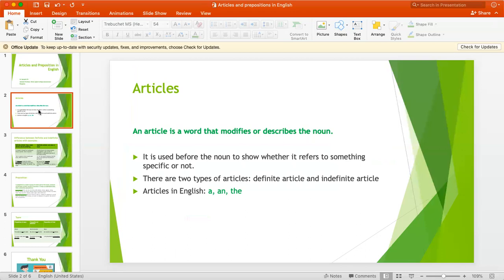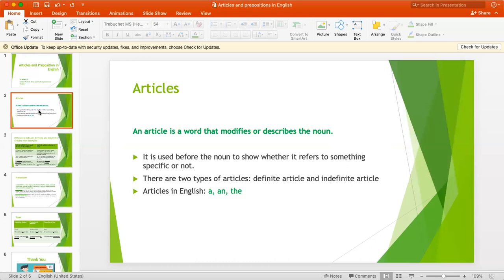An article is a word that modifies or describes the noun. It is used before the noun to show whether it refers to something specific or not. There are two types of articles in English, that is, definite and indefinite articles. We will discuss these in the following slides.